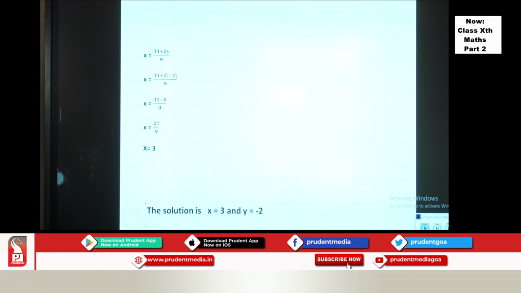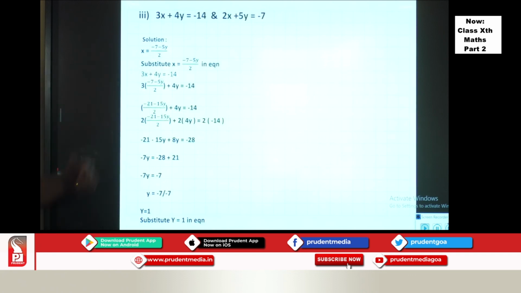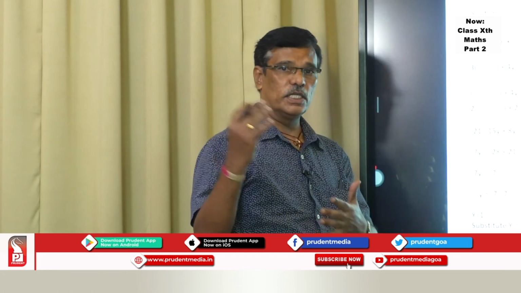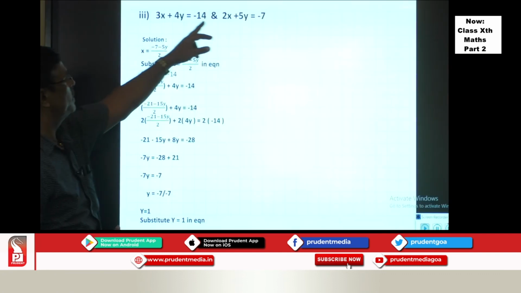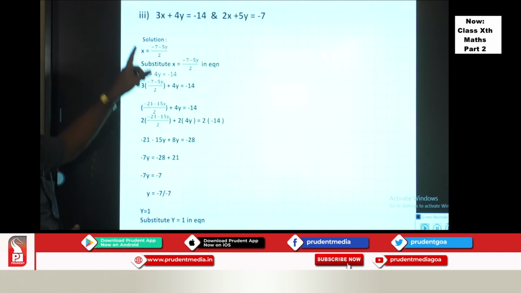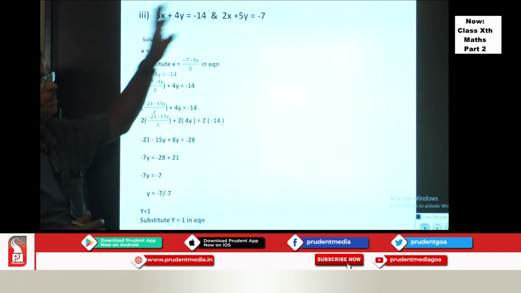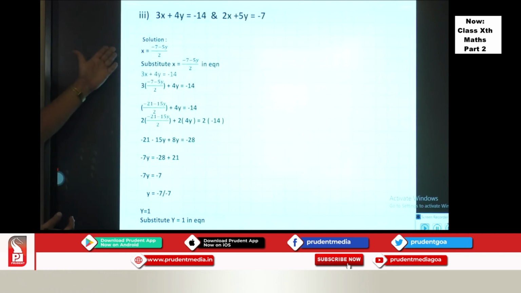So, this is a substitution method problem. I have taken here one more problem. 3x plus 4y is equal to minus 14 and 2x plus 5y is equal to minus 7. Now, here you have a choice. Either you can use the first equation or second equation. Why? In both equations you are having plus sign. So, I have chosen the second equation.